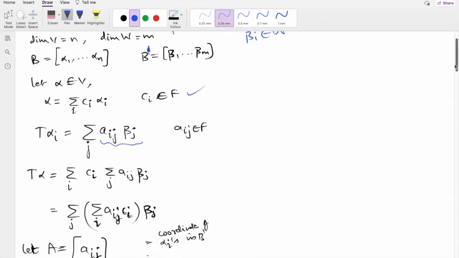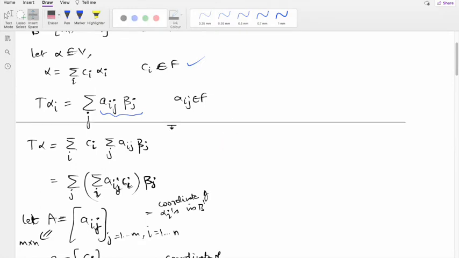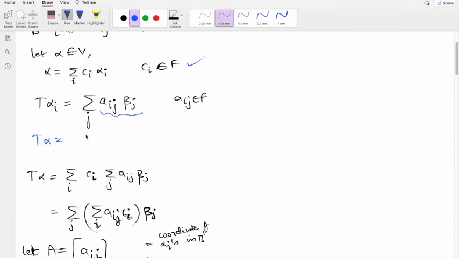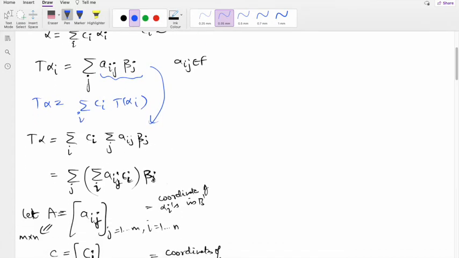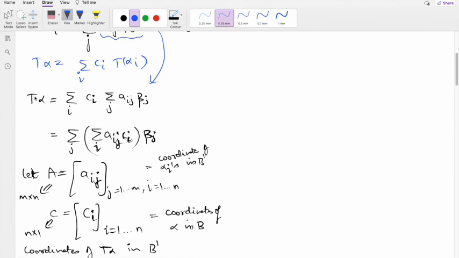So now I can look at T alpha as the summation over i of ci T of alpha i. If you substitute T of alpha i, you will get this, right? By rearranging these terms, since both of these summations are over finite quantities, I can exchange the summations, so I would get something like this. What am I doing here? I'm basically representing this T alpha, some vector in the vector space W, as a linear combination of the elements in B dash, right?